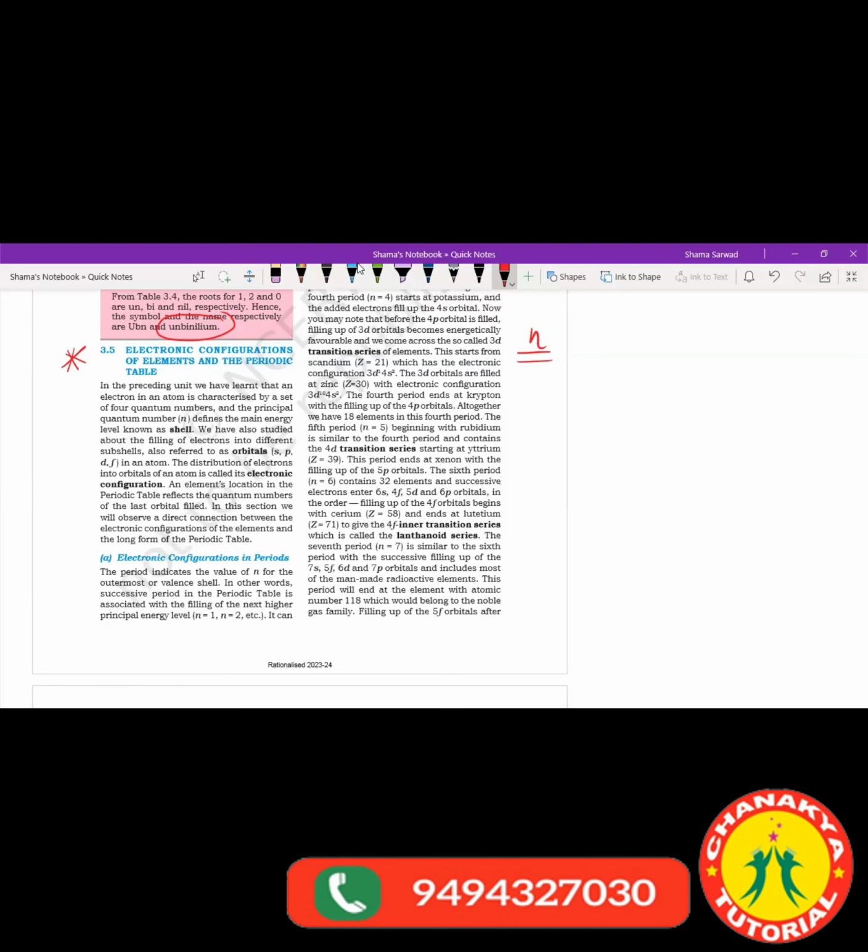SPDF. Understood. How many electrons should be fixed into the S? S can occupy 2, P can occupy 6, D can occupy 10, and F can occupy 14. Correct? Are you aware about it? If not, then please make a note of it.